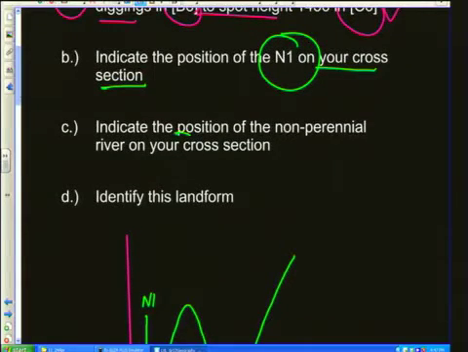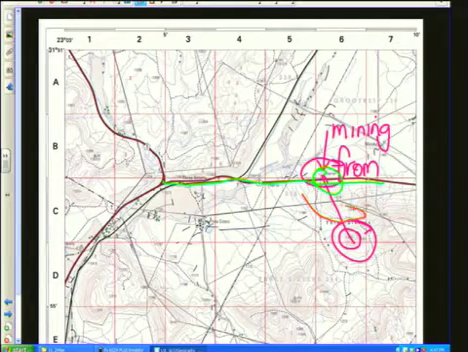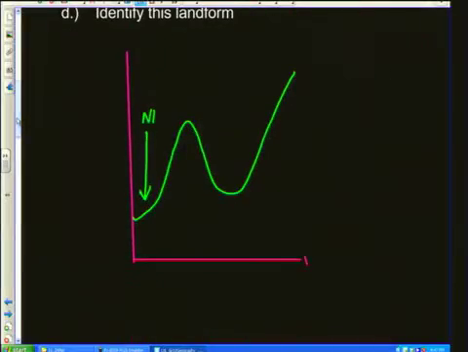Indicate the position of the non-perennial river on your cross section. Let's go back to the topographic map. When we look at the topographic map, you'll note the following. The non-perennial river is in that area there and lies between the two peaks. So back to my cross section, and my non-perennial river lies in that area there. Non-perennial river.